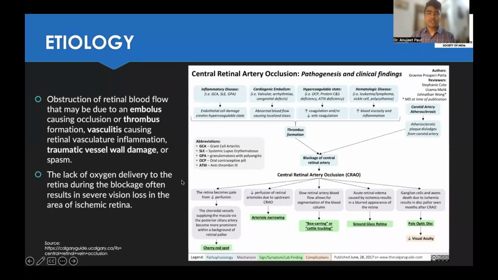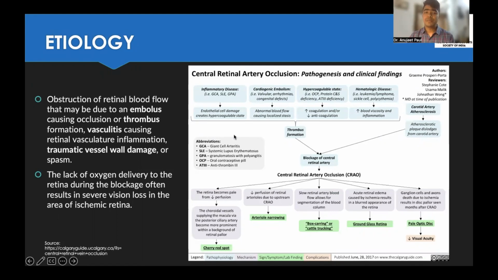Diving into the etiology of CRAO, it results from a retinal blood flow obstruction, which may be due to an embolus, a thrombus, or vasculitis, which causes retinal vascular inflammation, traumatic vessel wall damage, or spasm. This lack of oxygen delivery to the tissues results in severe vision loss in the area of retinal ischemia.